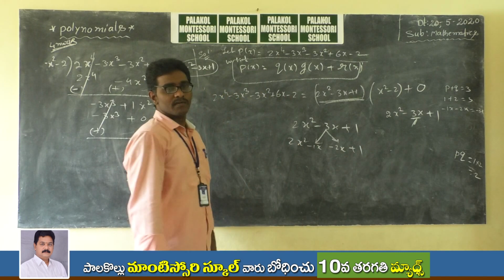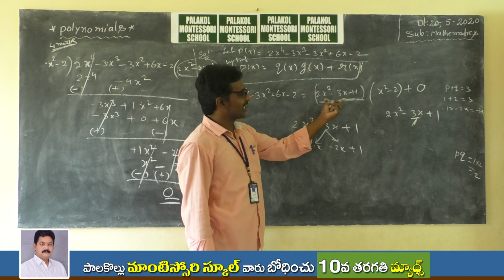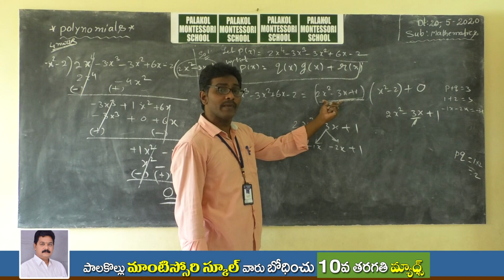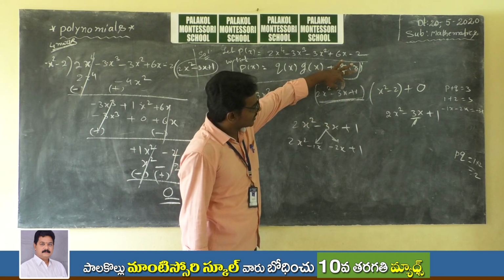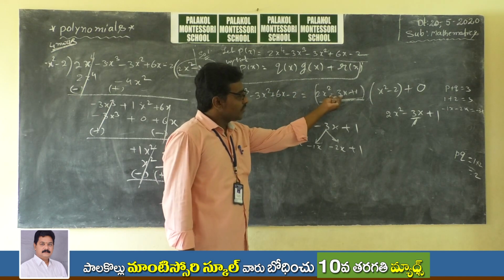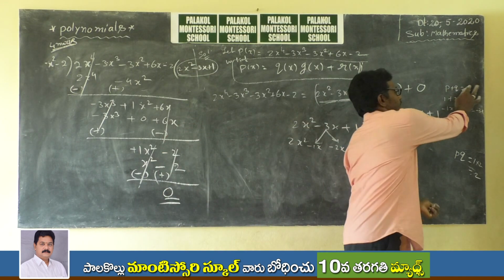Okay guys, remember that 2x square minus 3x plus 1 is a quadratic polynomial. How do you find the factors of a quadratic polynomial? Just split its middle term. How? When you say p plus q is equal to minus 3.